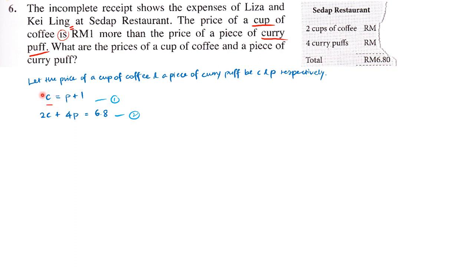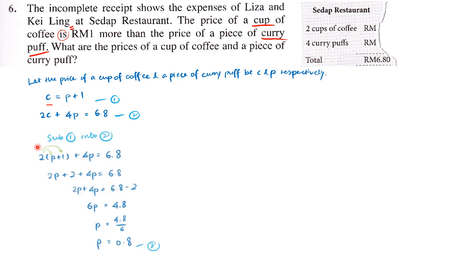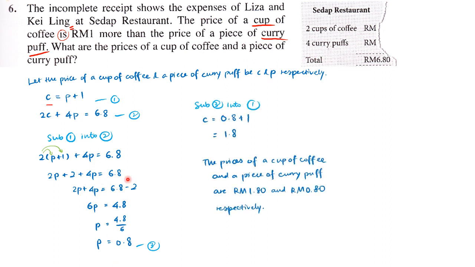We already have an equation where the variable has coefficient 1, and not only that, we already have the variable expressed as the subject, so we can directly substitute C into this C. So we substitute equation 1 into 2. So 2C, which is P plus 1, equals to this. Go all the way down, you get P equals to 0.8.